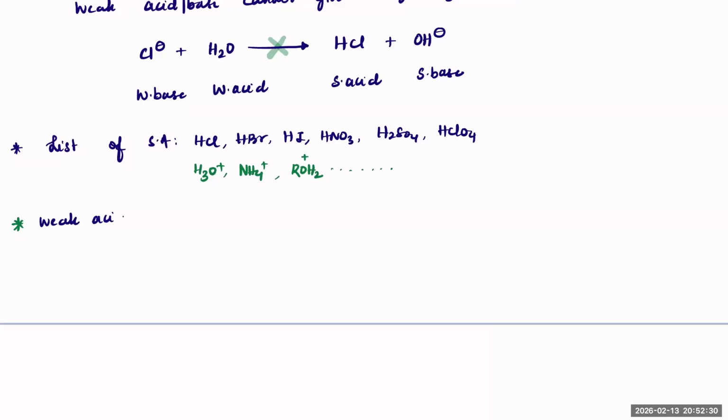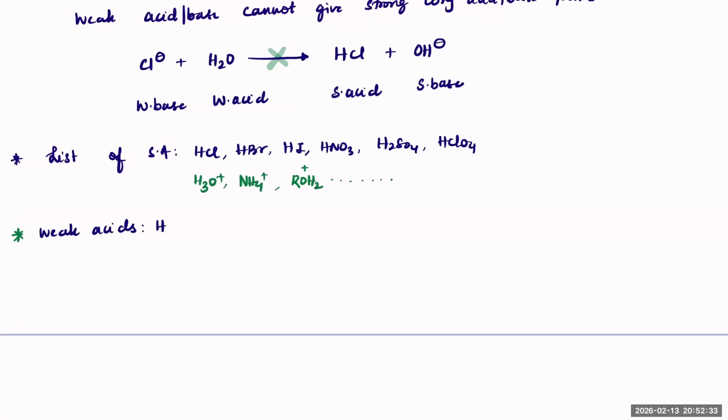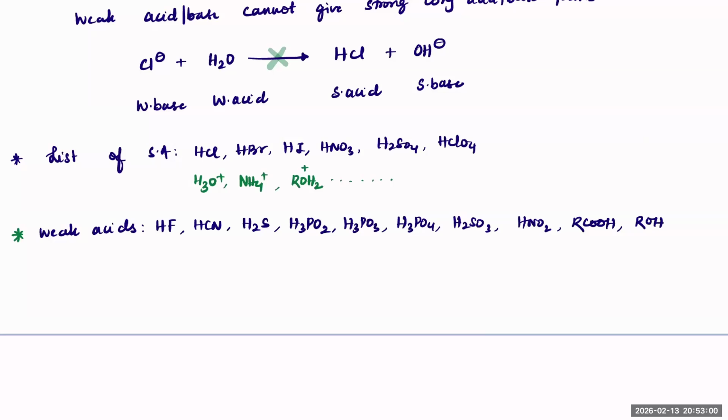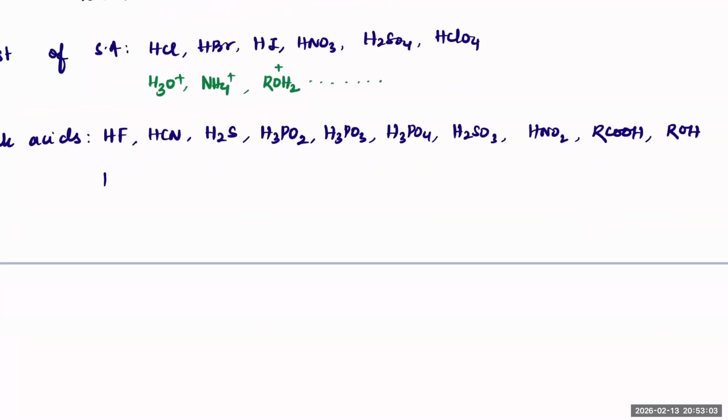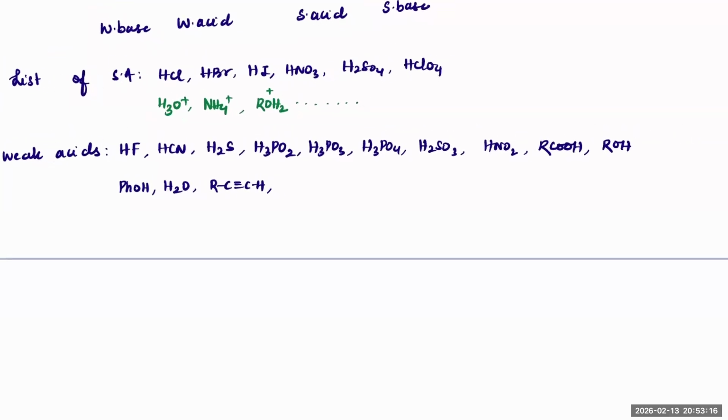Likewise, if you compare weak acids, we have a lot of them that include HF and HCN, H2S, all phosphoric acids for that matter, H3PO2, H3PO3, H3PO4, and then H2SO3, HNO2, all carboxylic acids, alcohols, phenols, water, or acetylene, C triple bond CH. All of these are weak acids.